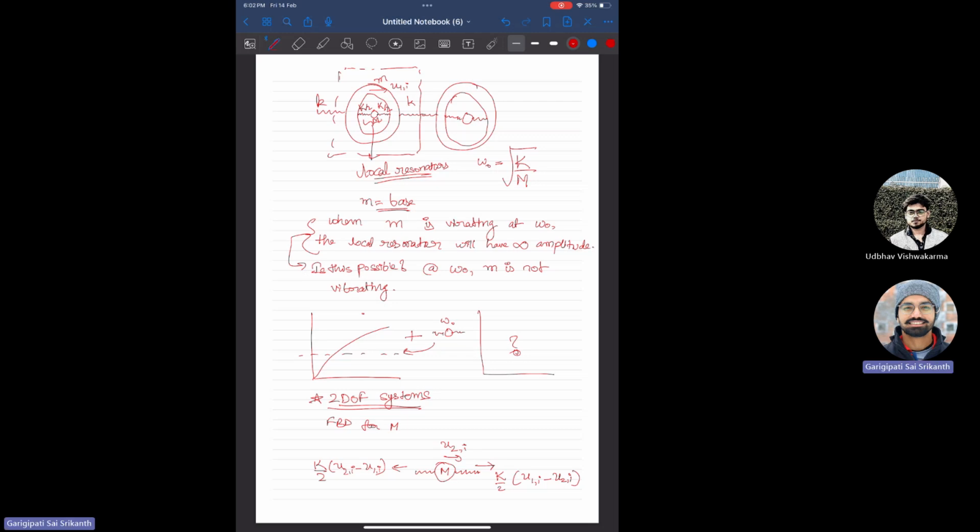We combine these two. What do we get? We get M U2, mass into acceleration, is equal to U1i.